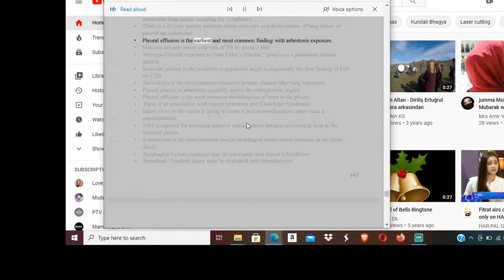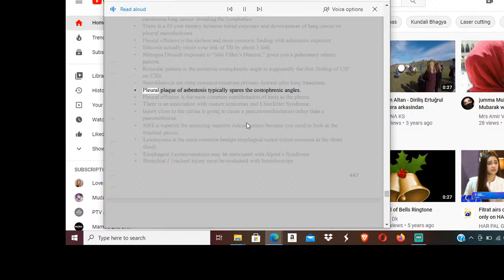Pleural effusion is the earliest and most common finding with asbestos exposure. Silicosis actually raises your risk of TB by about 3-fold. Nitrogen dioxide exposure is silo-filler's disease, which gives you a pulmonary edema pattern. Reticular pattern in the posterior costophrenic angle is supposedly the first finding of asbestosis on CXR. Sarcoidosis is the most common recurrent primary disease after lung transplant.